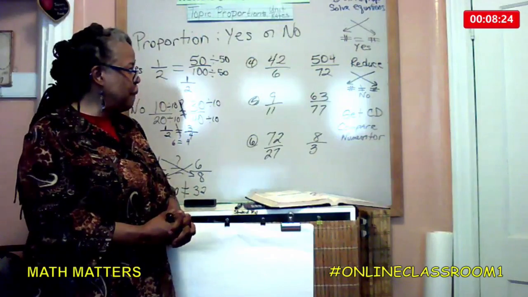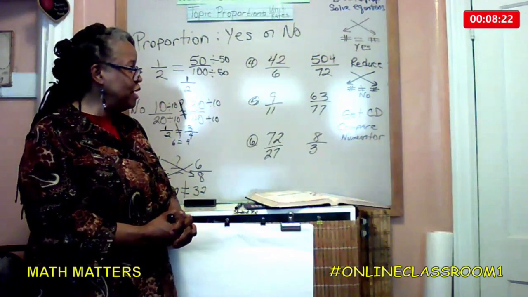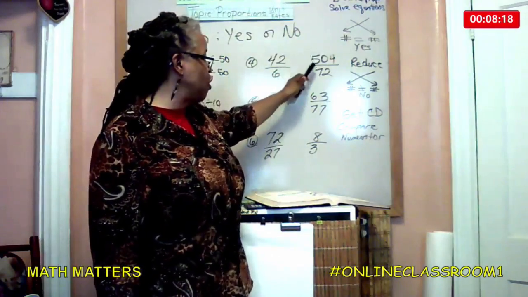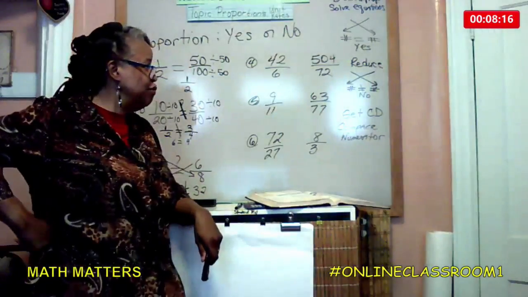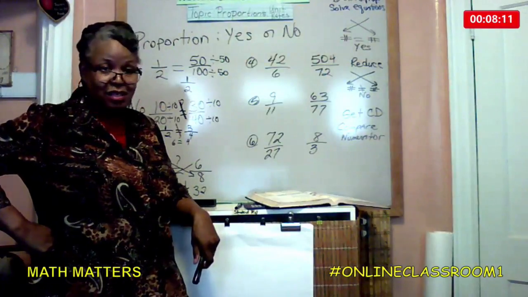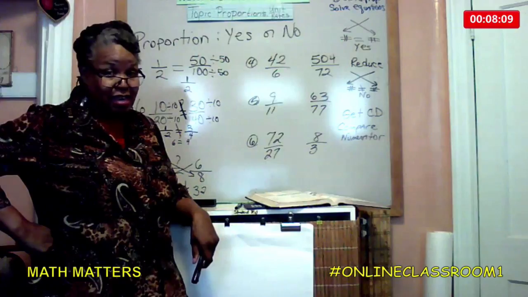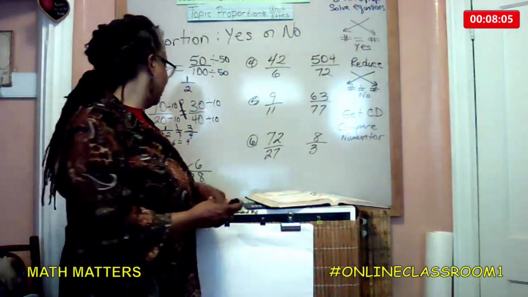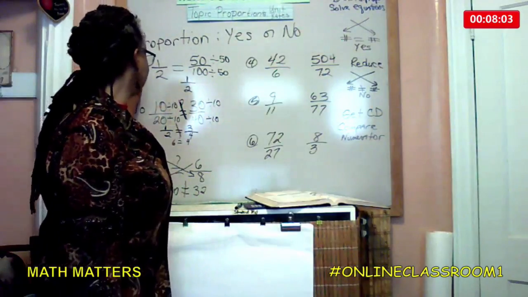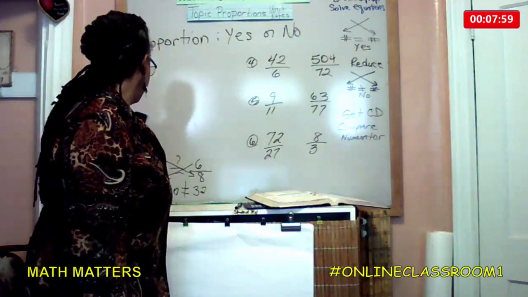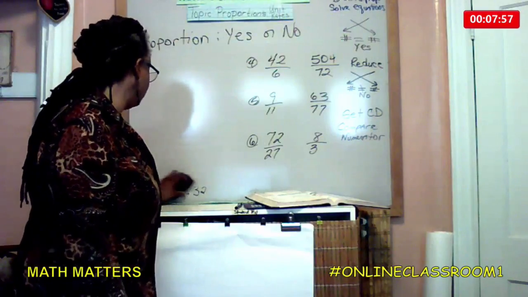I would probably try to reduce that 504 with that 72. I would do that quicker than anything else. I'm going to erase our 1, 2, and 3 over here so I can have room to work out number 4.